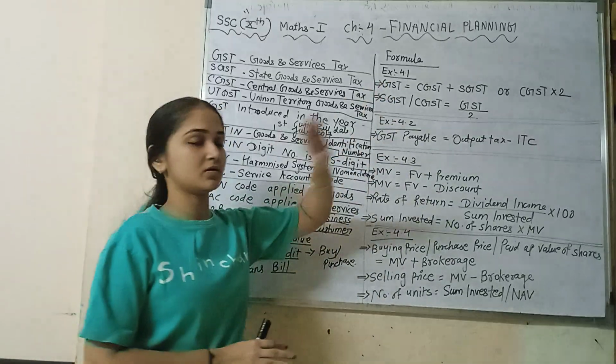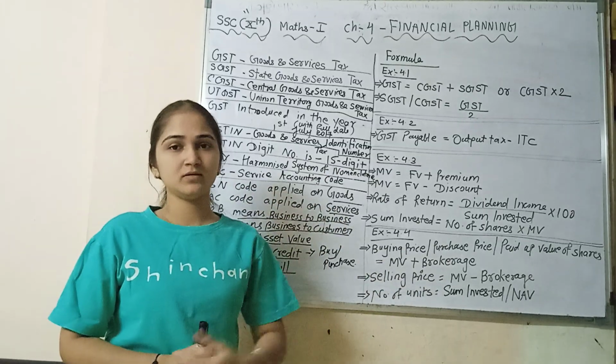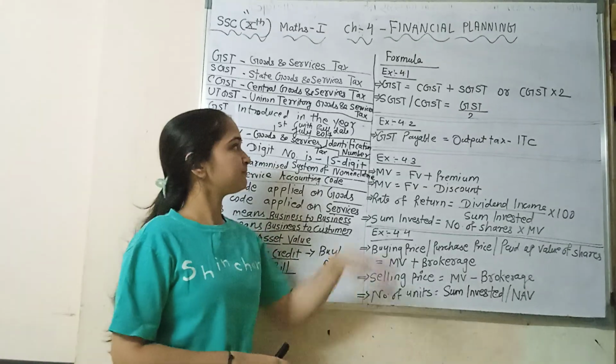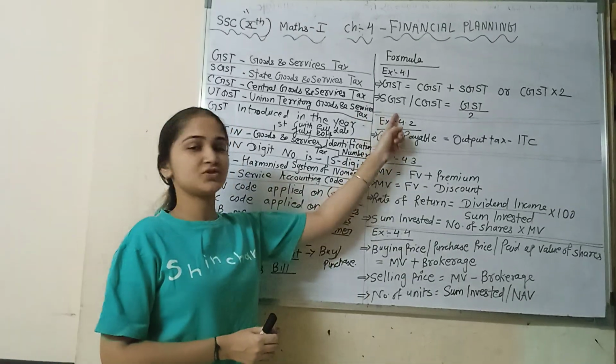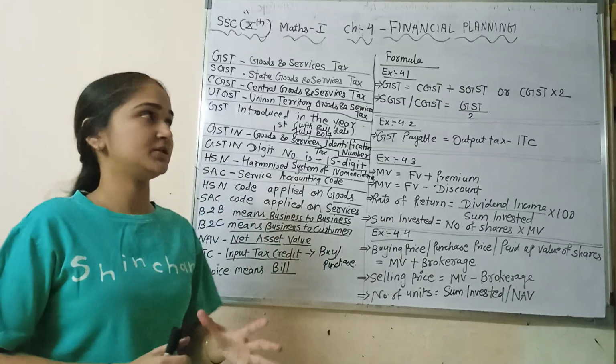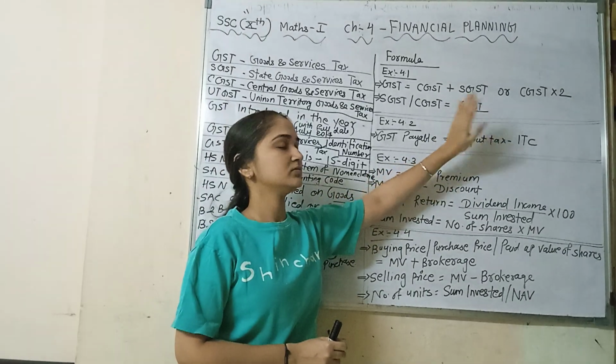So this is the most 1 mark question that will come in the board exam, and maybe it has come also. Now the next one is SGST and CGST. If you want to calculate SGST and CGST, we have a formula which is GST upon 2.